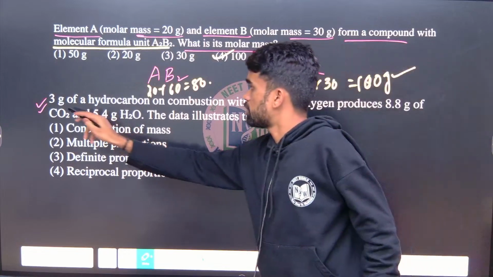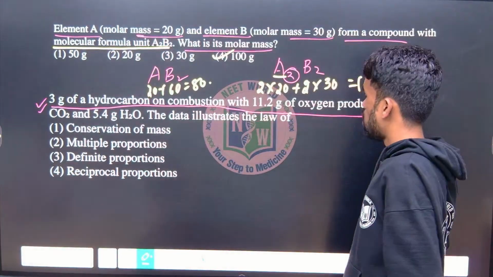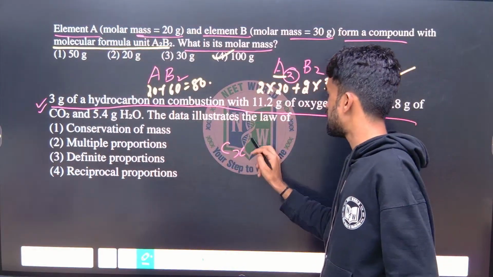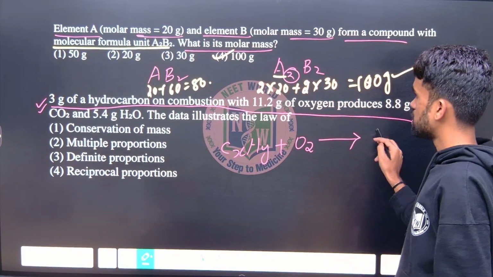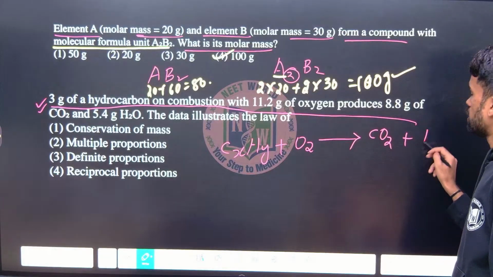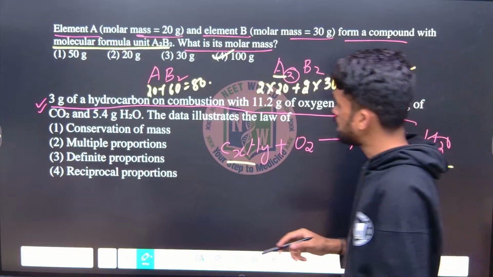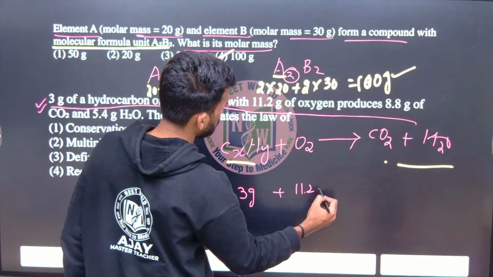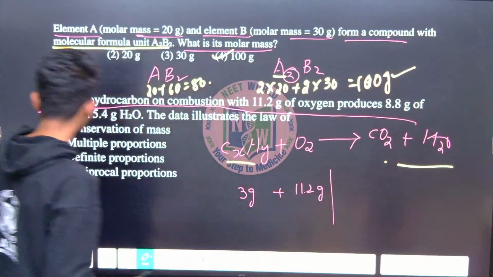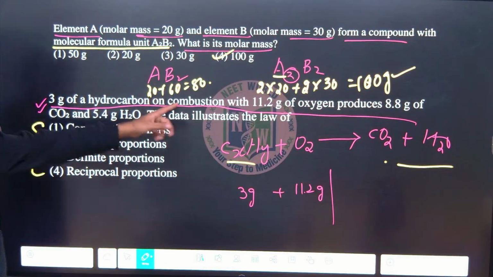3 grams of a hydrocarbon, let us say CxHy, on combustion with oxygen produces CO2 plus H2O. So this side reactants, this side products. Now how much hydrocarbon is given? 3 grams, and oxygen 11.2 grams. Now they are asking which of these laws is illustrated by this data.